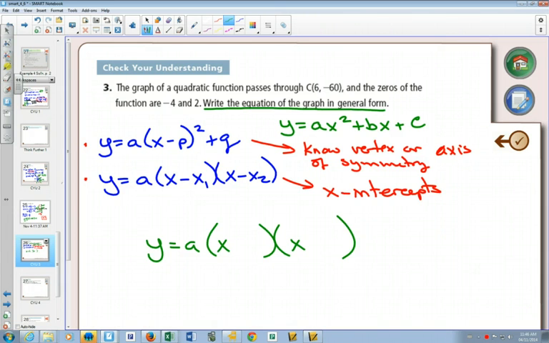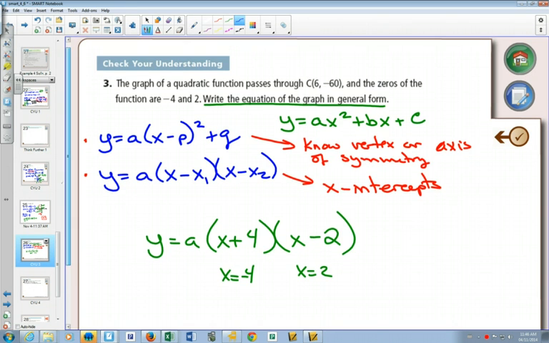The idea is as follows. If an x-intercept is minus 4 and an x-intercept is 2, what would have had to have been in the brackets before that? Positive 4 and negative 2. That's what would have to be in the brackets before that in order for that to work. So now, the only thing we don't know is A.